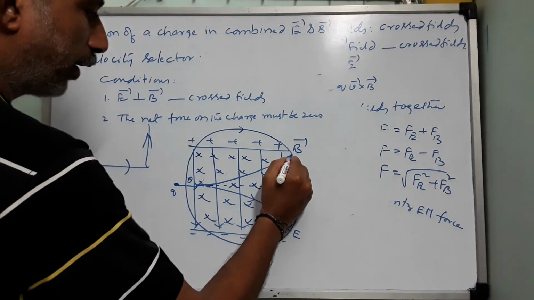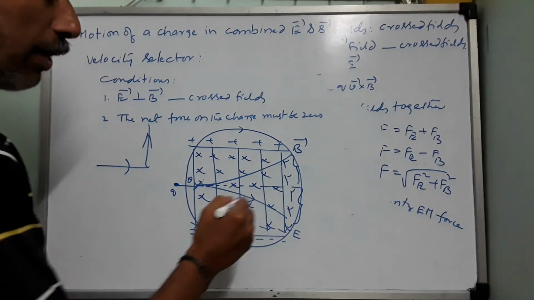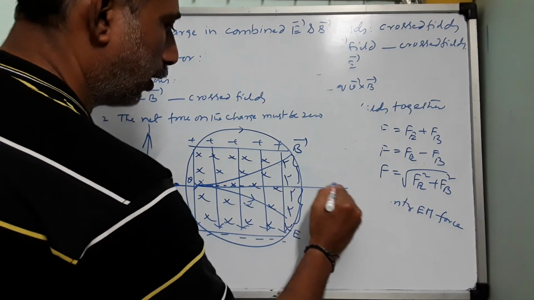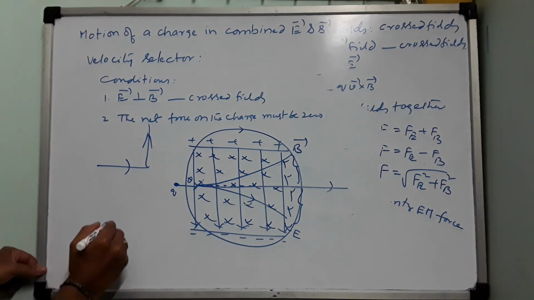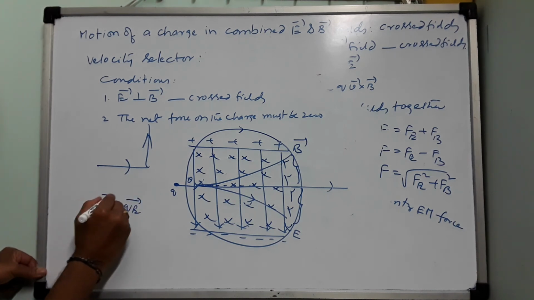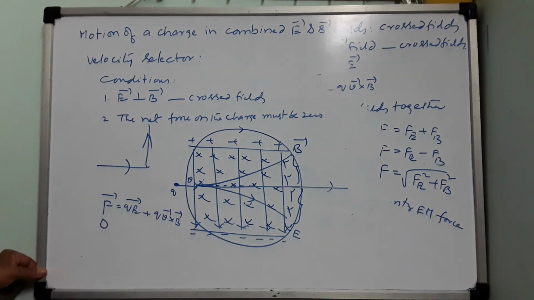So whatever deflection you are getting here, if you get the same deflection in the other direction, then what will happen? The net force on this will be what? Zero. It will go in a straight line. So in such a case what will happen? The net force F equals, which we have written, QE vector plus QV cross B vector. So this is going to be zero.